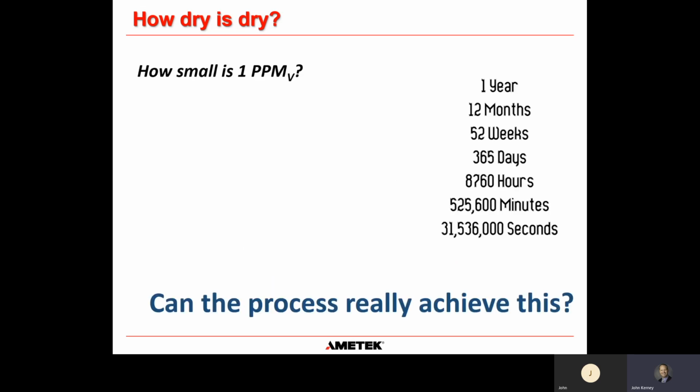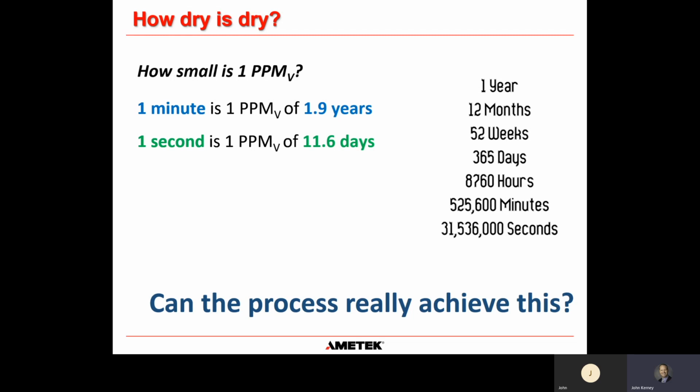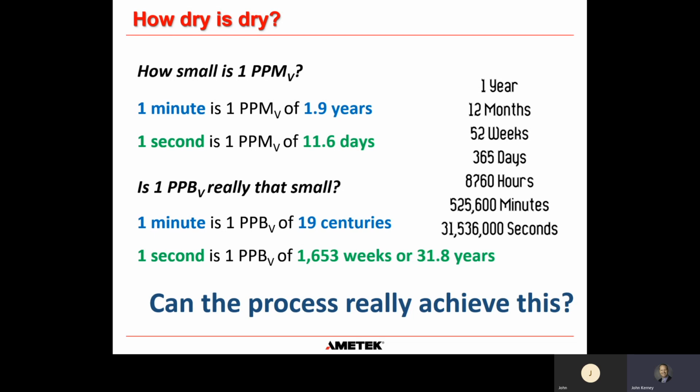To put this in perspective, let's consider 1 ppm. If we use time as a universal thing that everyone understands, the question is, how small is that? Well, 1 minute is 1 ppm of almost 2 years, and 1 second is 1 ppm of almost 12 days. So fairly small as it is. When you get down into the part per billion range, it gets even smaller. 1 minute is 1 ppb of almost 19 centuries, and 1 second is 1 ppb of about 32 years. So that's a fairly long and extensive way to go.